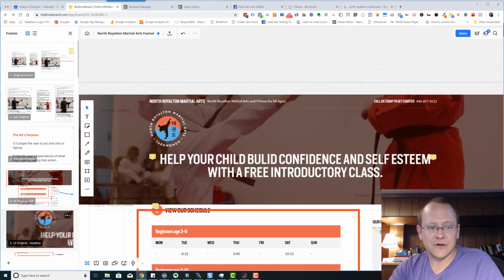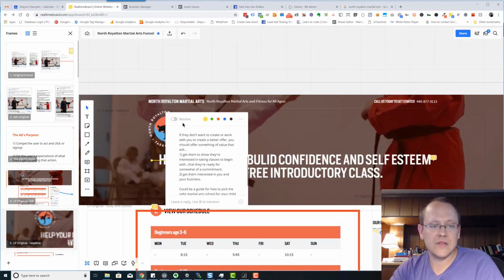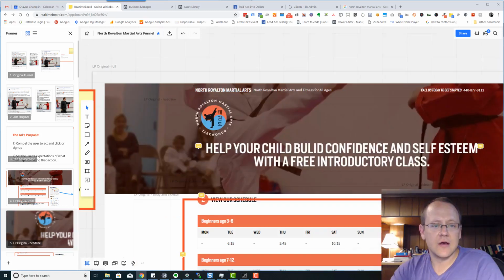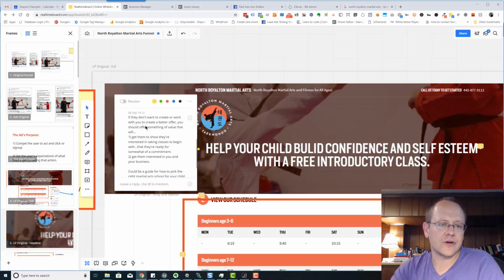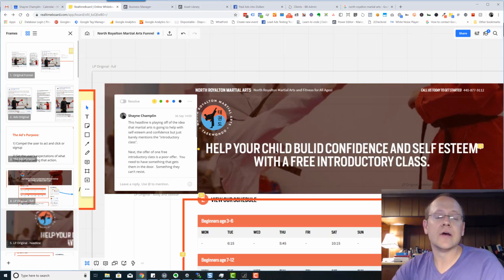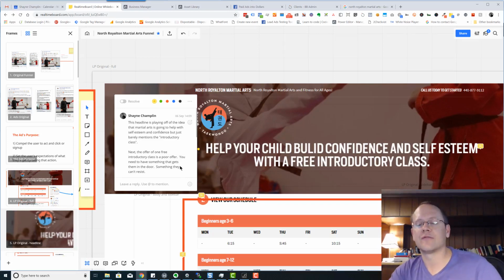So let's look at the headline first. The notes that I put in here when I evaluated this in depth. Oh, sorry, let me scroll up. That's actually an important piece here. This headline is playing off the idea that martial arts is going to help with self-esteem and confidence, which is fine, right? If that's the thrust of your offer, that's fine.